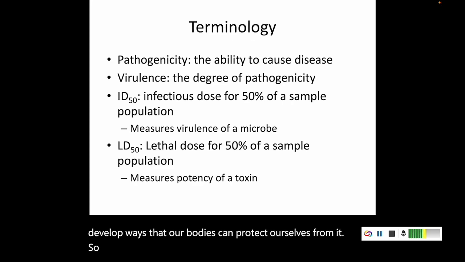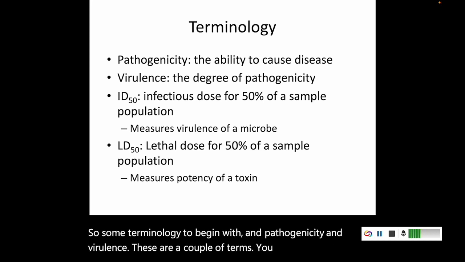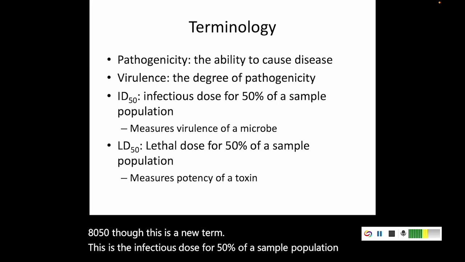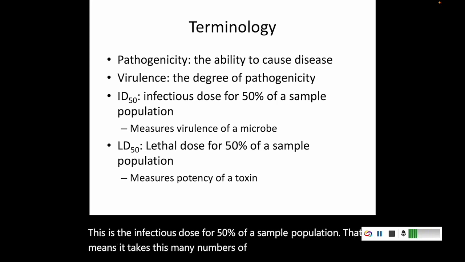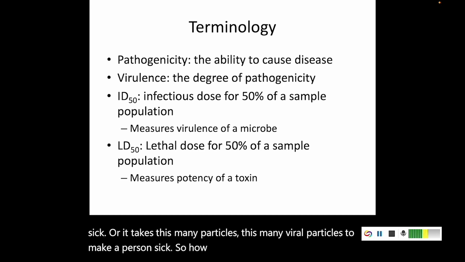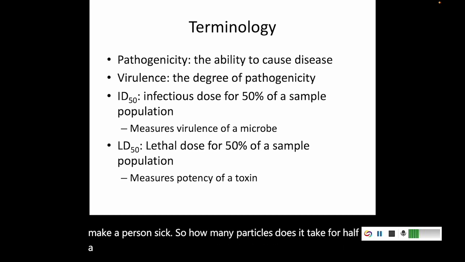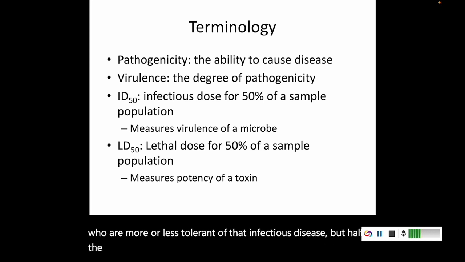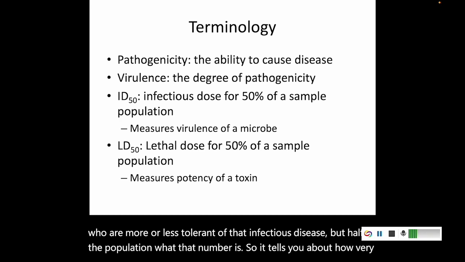So some terminology to begin with: pathogenicity and virulence. These are a couple of terms you should be comfortable with at this point. ID50, though, this is a new term. This is the infectious dose for 50% of a sample population. That means it takes this many bacteria to make a person sick, or this many viral particles to make a person sick. So how many particles does it take for half of a sample population? There's going to be some variation, people who are more or less tolerant of that infectious disease. But half of the population, what that number is. So it tells you about how virulent a microbe is.